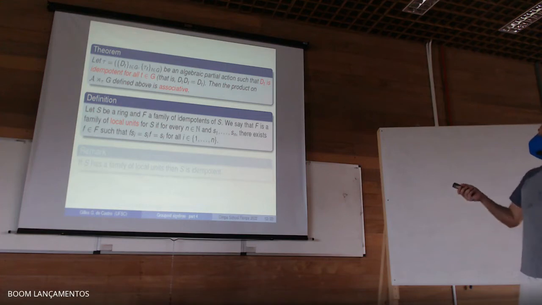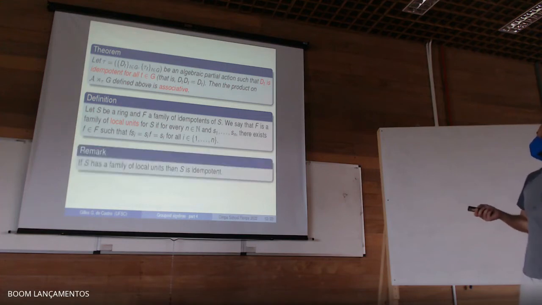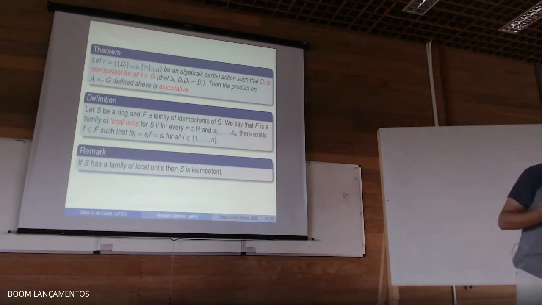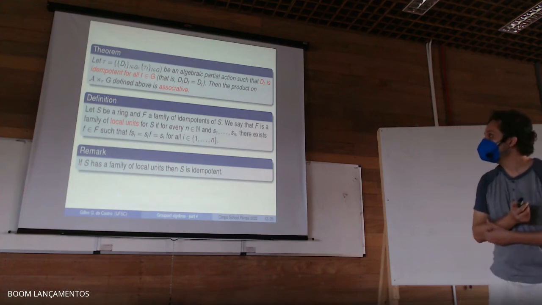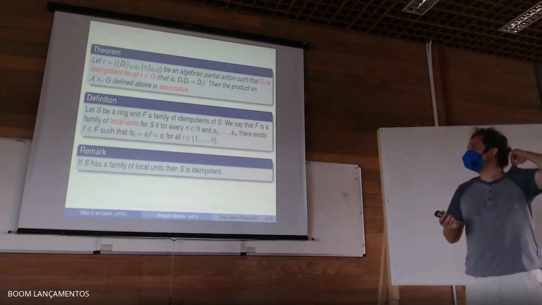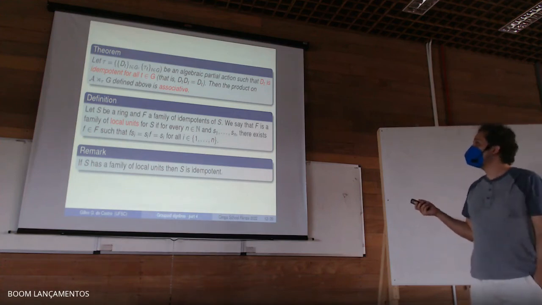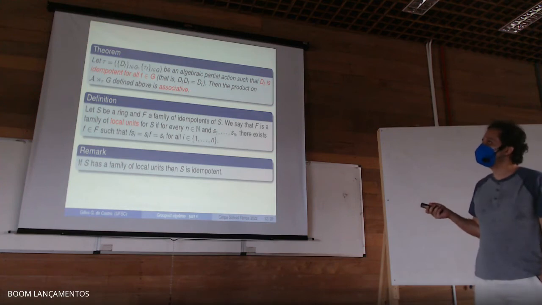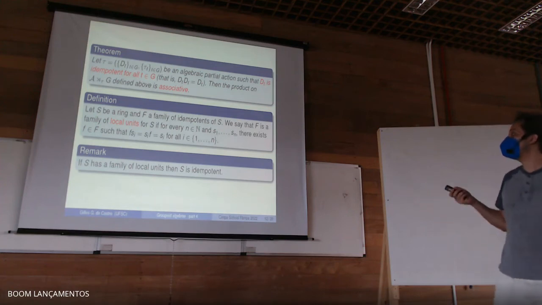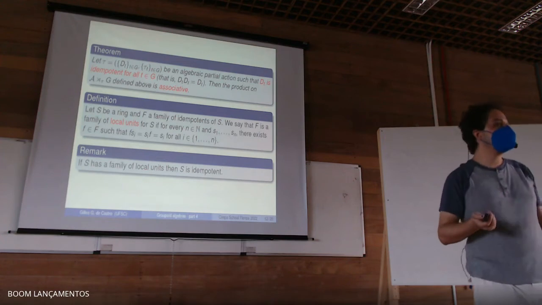And it is very clear that if S has local units, it's going to be idempotent, because it's written here. For each element of S, there's a local unit for it, so you can write it just as the product of these two elements. So every ring which has local units is going to be idempotent. And as I said, for us, the ideals are always going to have local units. And so when you take the cross product, it's going to be associative.